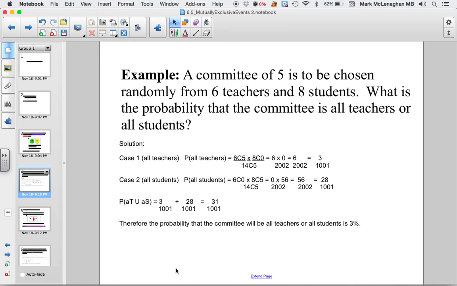Case 2, all students. Again, 6 choose 0, 8 choose 5, over 14 choose 5. It's 56 over 2002, which is 28 over 1001. And since they're mutually exclusive, we add the 2, so we get 3 over 1001 plus 28 over 1001, which is 31 over 1001. Therefore, the probability of the committee being all teachers or all students is about 3%.